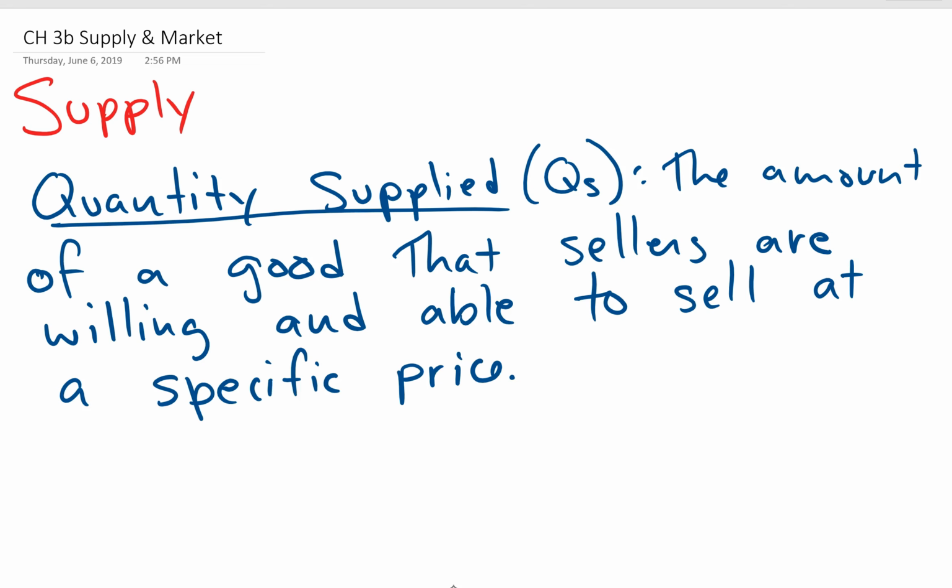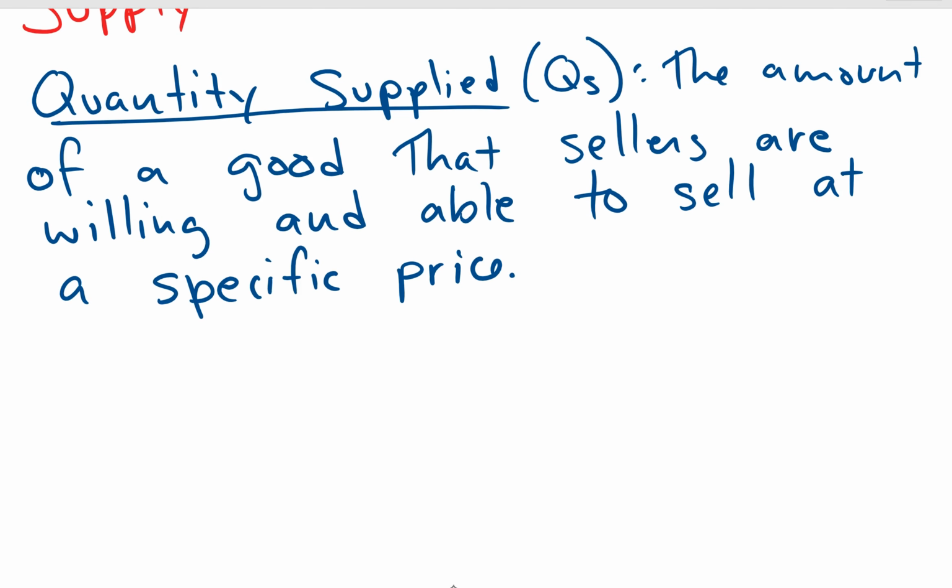Okay, and so this is going to be similar to our idea about quantity demanded. So this is a particular quantity that goes with a particular price. Now, one of the first things we want to ask ourselves is, what's going to happen to this willingness to sell if price goes up? So let's suppose right now we've got a certain price, and then this good gets more expensive.